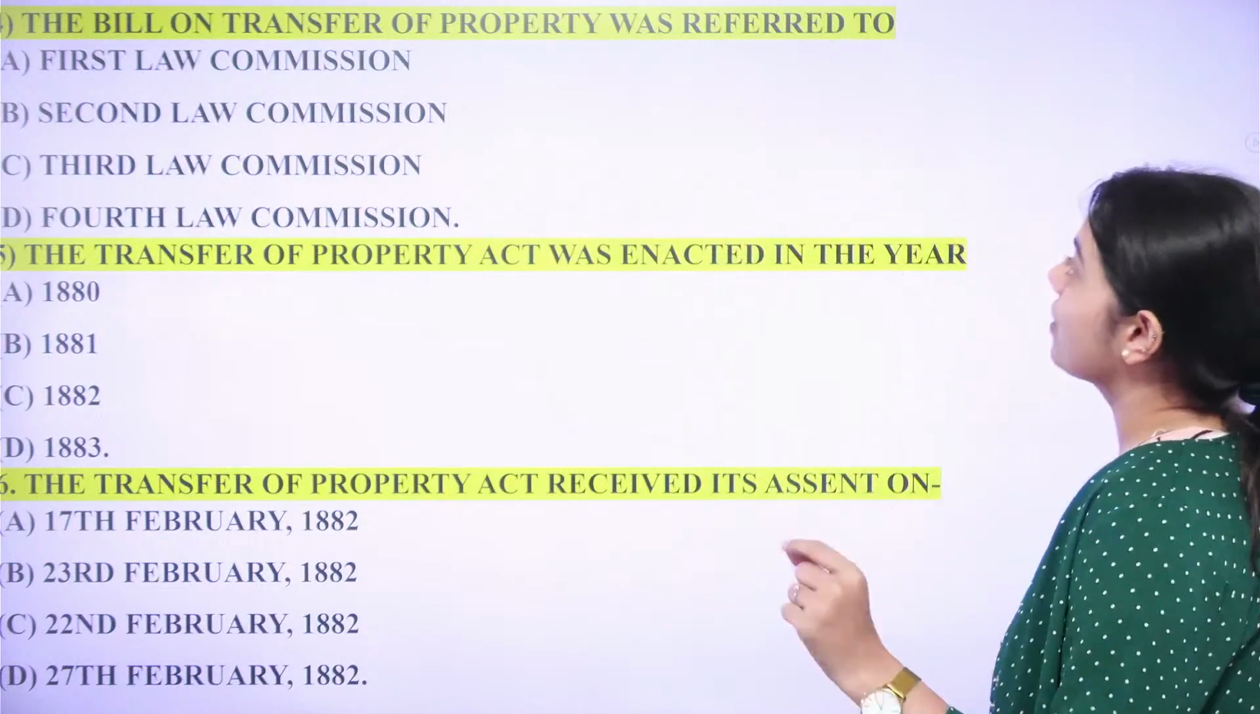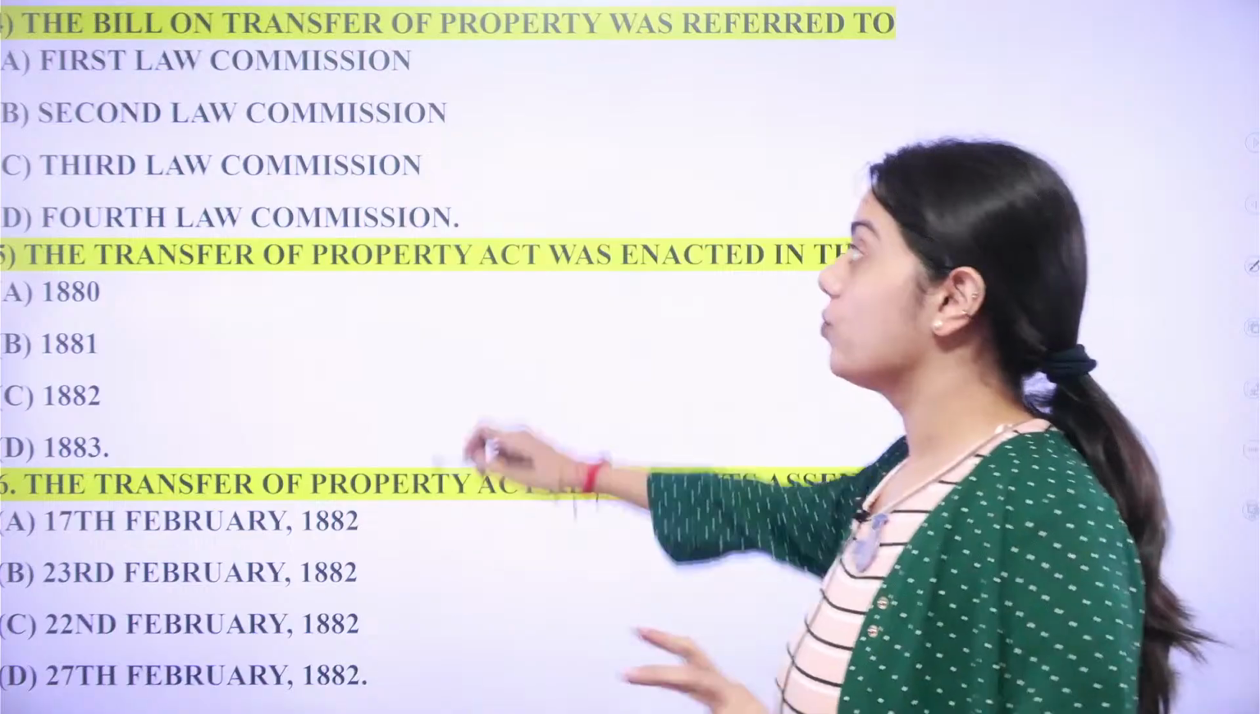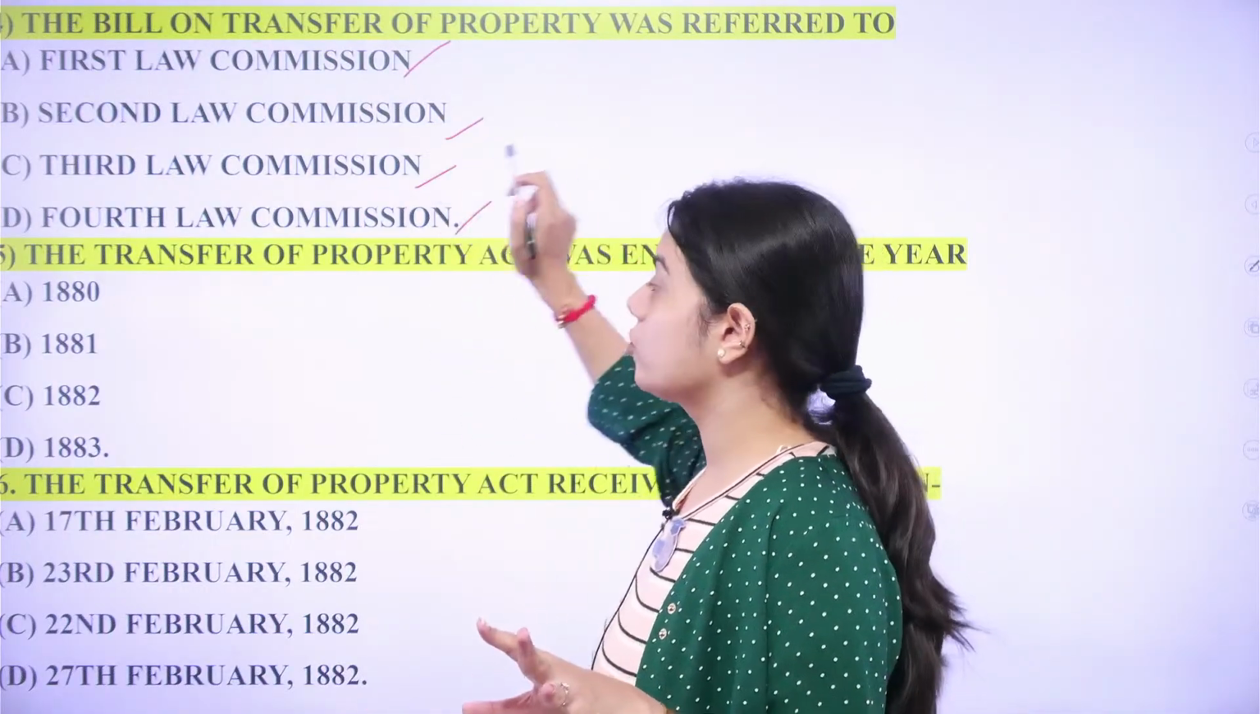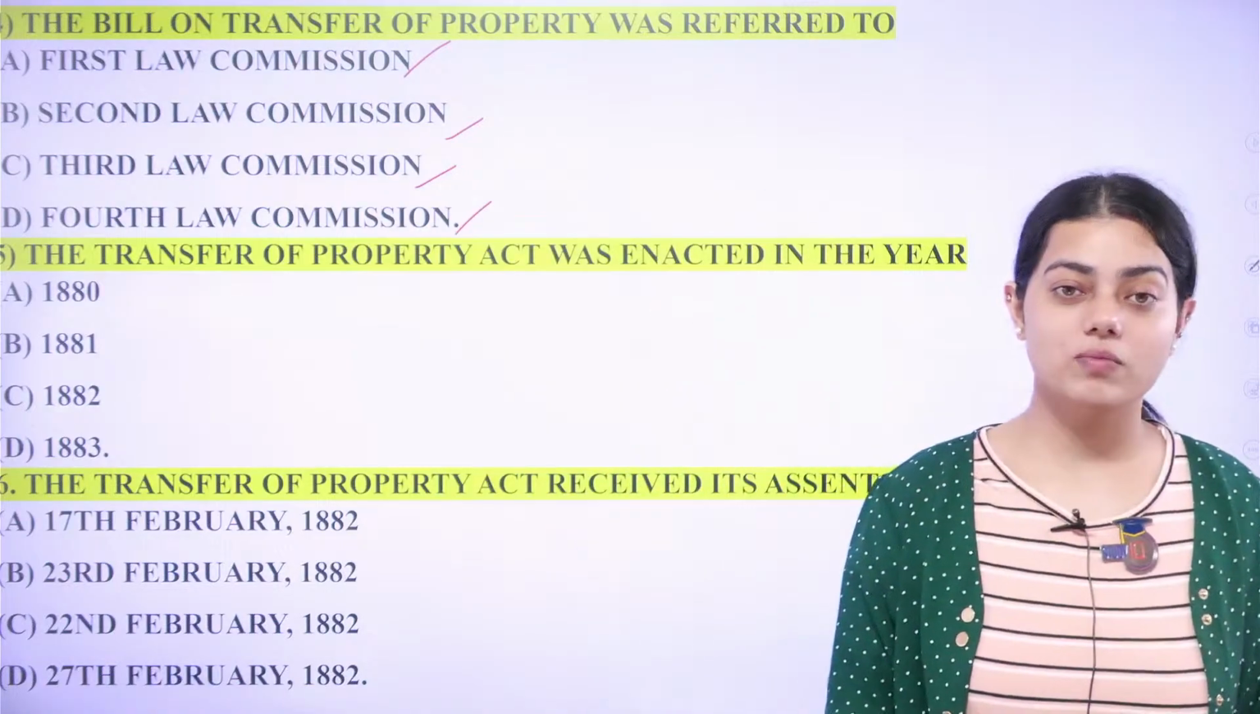The bill on transfer of property was referred to First Law Commission, Second Law Commission, Third Law Commission or Fourth Law Commission. Answer this question. Question number 4.